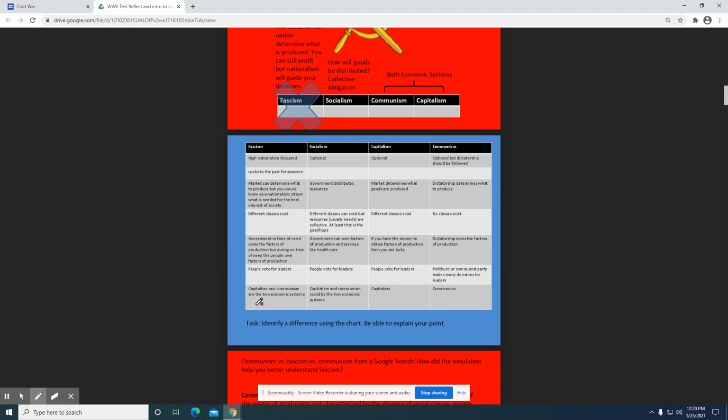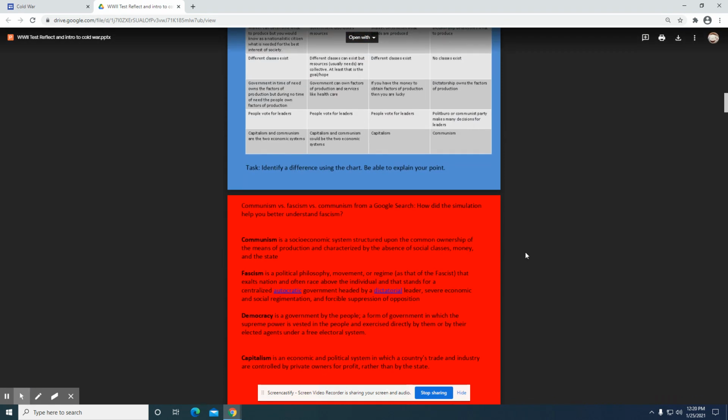Notice here we see capitalism and communism are two economic systems. So here is just trying to look at these economic systems. They all are economic systems, but fascism seems to be a mixture of capitalism and communism dependent on nationalistic needs. Anyway, feel free to take a look at that chart so you can come to a better understanding of those different isms.